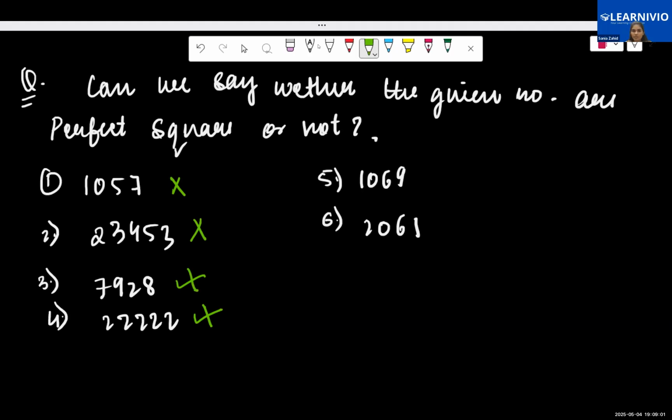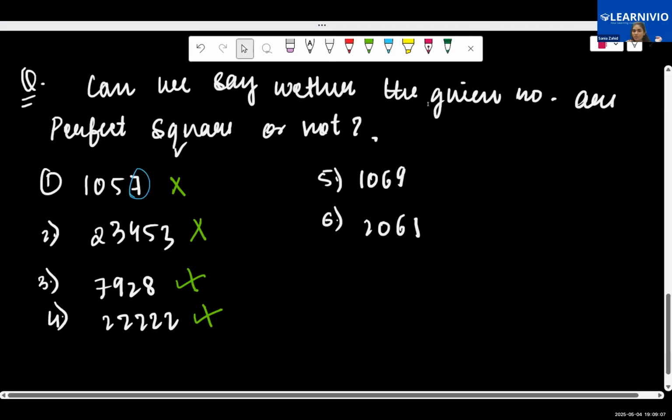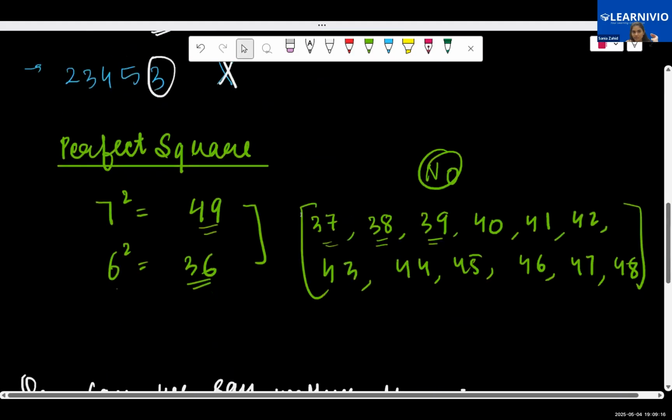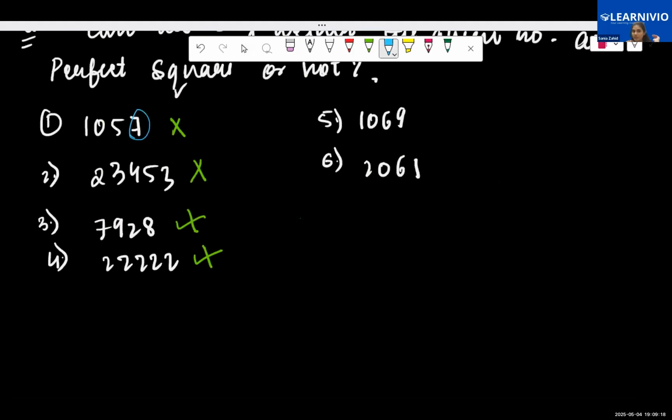Harmeet, what do you have to look at? You have to look at the last digit. What is the last digit over here? 7. What was the list of my numbers? Note down this list: 0, 1, 4, 5, 6, and 9. These are the digits that you have. So 7 is not in that list, so the answer is no. 3 is also not there, so no. 8 is not there, no. 2 is not there, no. 9 is there in that list, so yes. 2061: 1 is there in that list, so yes.